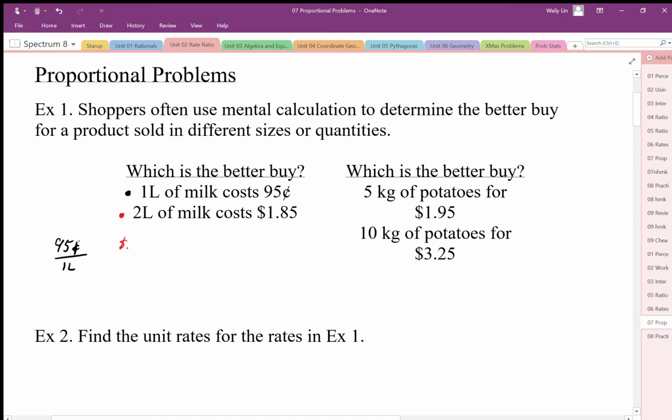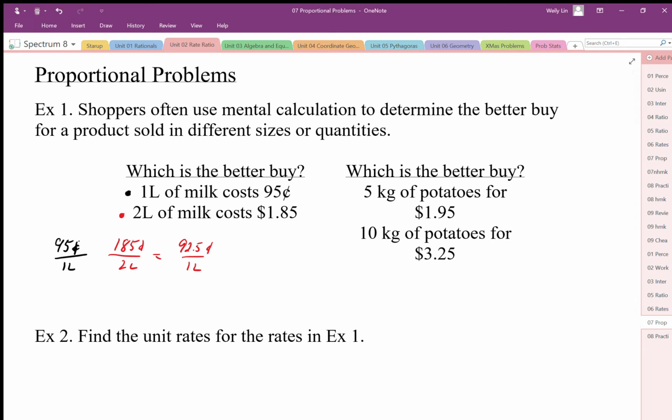So we're going to have to compare the same quantities. So we're going to do 185 cents compared to 2 liters, and we can compare that as a unit rate of 92.5 cents for 1 liter. So we can see that the 2 liters of milk for $1.85 is a better buy. So we could do it as unit rates.